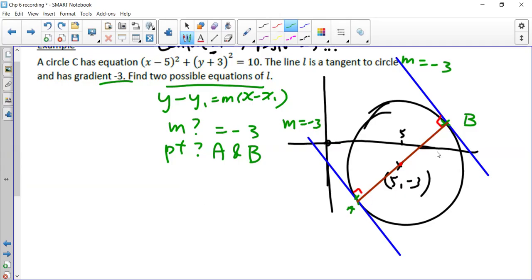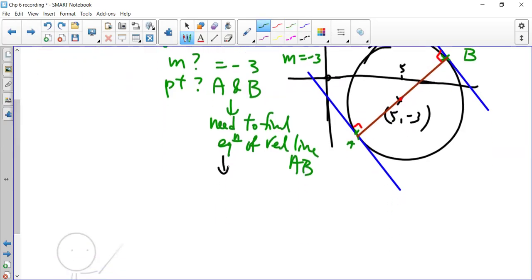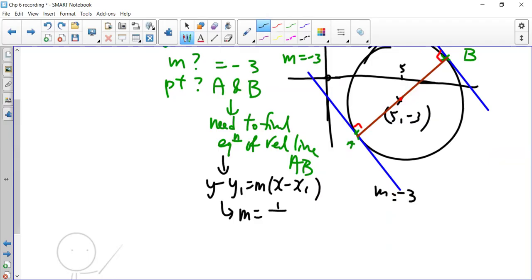So the first thing we need to do, in order to find that, is find the equation of the red line AB. So how do we do that? Well, we need y minus y1 equals m times x minus x1. So the gradient: we know the blue line has a gradient of -3. Therefore, the gradient for the red line must be 1/3, the negative reciprocal. Now, you write a reason why it's 1/3 in here yourself, okay?